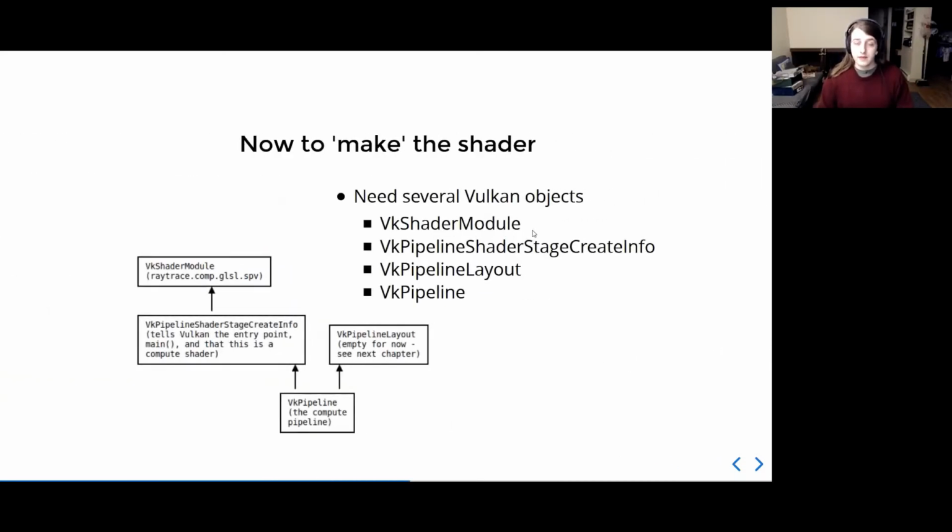To make a compute shader takes multiple objects, and those objects are, in a sense, a small directed acyclic graph, where the VkPipeline is the big fat honkin' object that holds all of the things necessary to start a shader invocation up. To do that, it needs to know the pipeline shader stage info, which itself holds a shader module. But the pipeline also needs to have a layout, but we're not using it this chapter, so it's going to be empty.